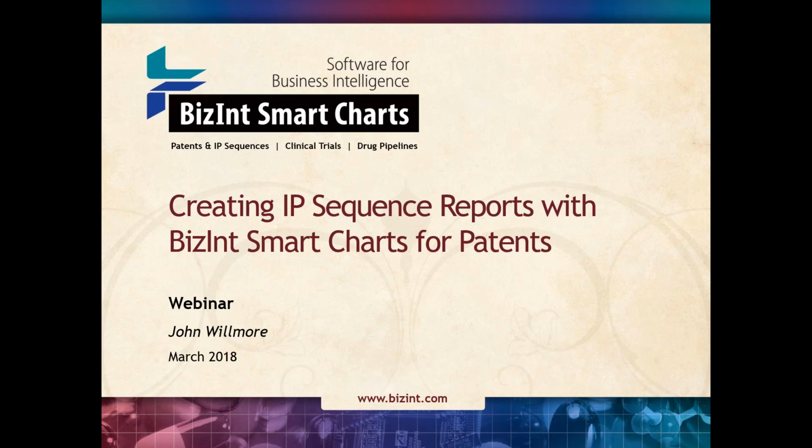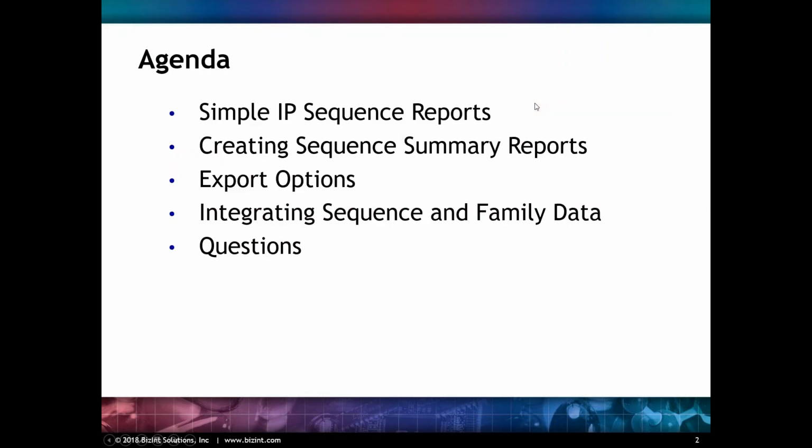What I want to do this morning is show you how to create IP sequence reports using BizInt Smart Charts for patents, and also the BizInt Smart Charts reference rows utility. We're going to do a couple of things. First, I'm going to start with a very simple IP sequence report, showing just how to present individual sequence alignments. Then we're going to move to a more complex report, something we call a sequence summary report. And I will do this just using a search from GenomeQuest.